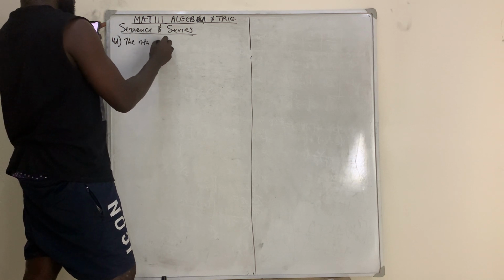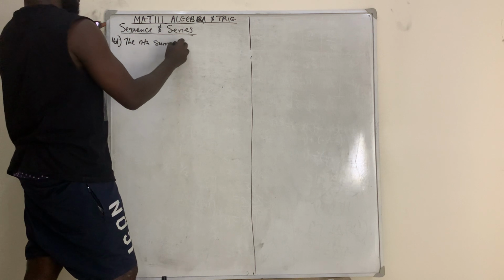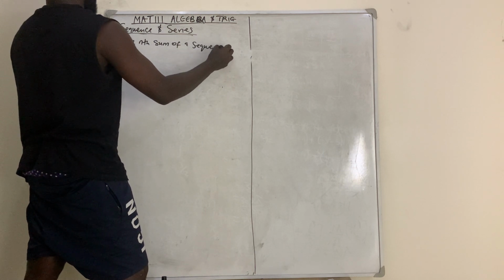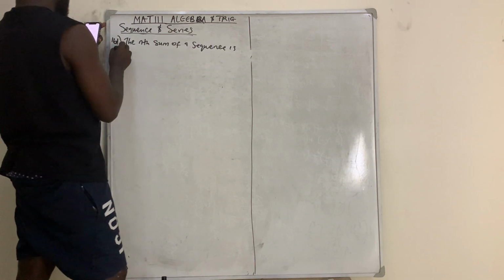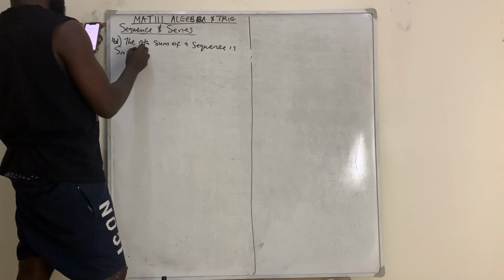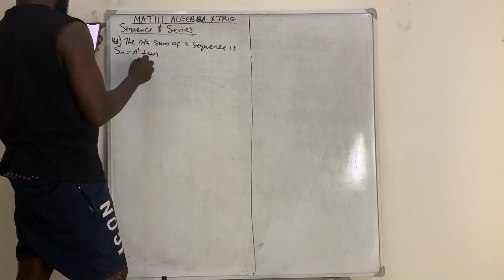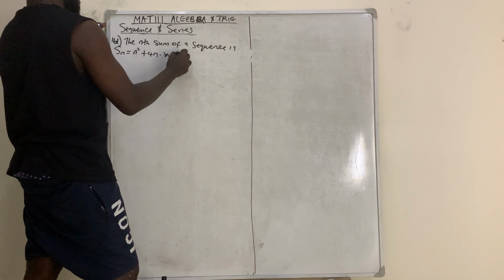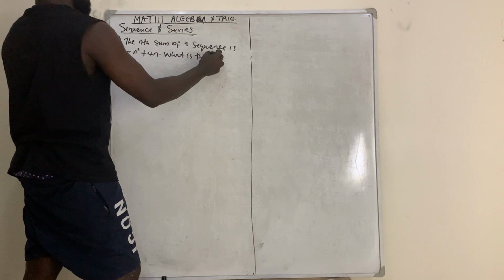Question number 161 said the nth sum of a sequence is Sn equals n squared plus 4n. Then it asks, what is the sixth sum?